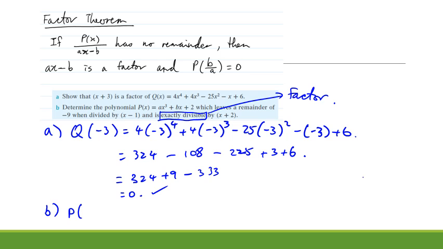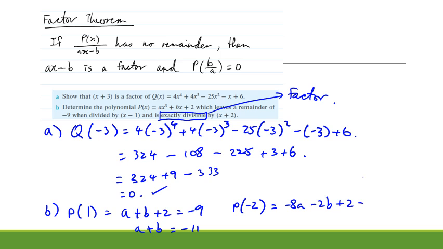So for part B, the first one says put in 1, and then we'll get a remainder of negative 9. Then we have a plus b plus 2 equals negative 9. And then p of negative 2, when we plug it in, we should get a 0. So that's negative 8a minus 2b plus 2 equals 0. We'll do some rearranging.